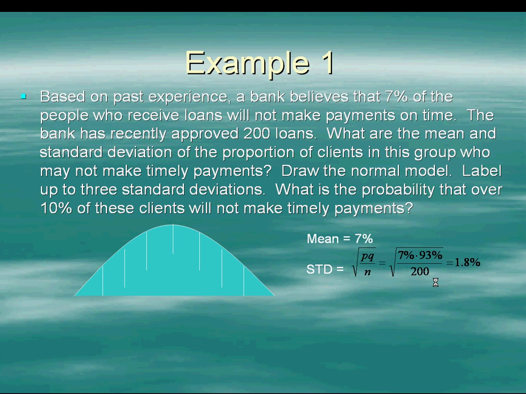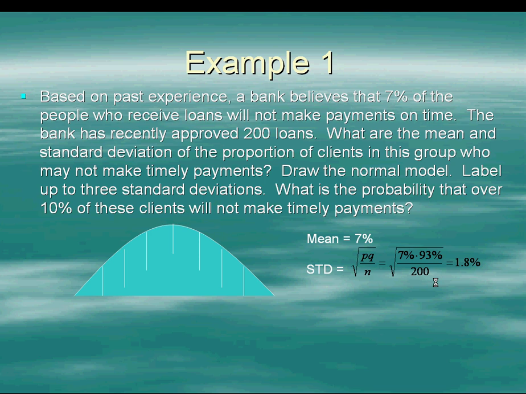Standard deviation formula is the square root of PQ over N. That's the square root of 7% times 93% over 200. And when you type that in your calculator, you get 1.8%. Now your calculator is going to start a parentheses at the beginning of the square root, and you just need to close it at the end. You don't need to use any other parentheses throughout the square root.